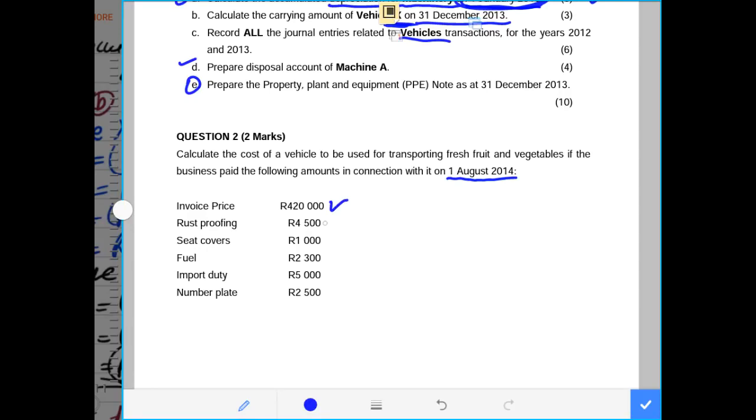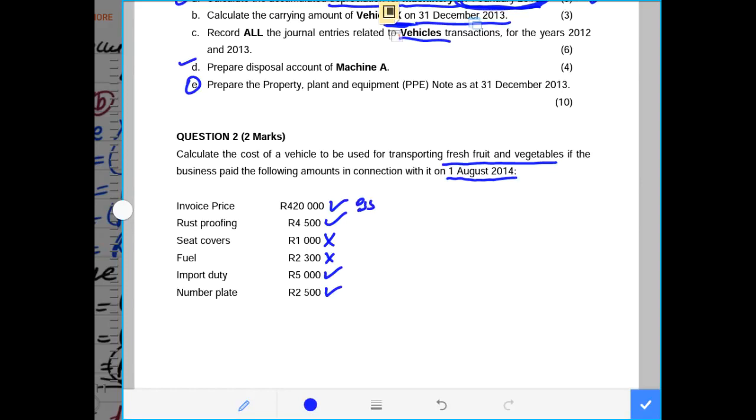The rust proofing, because we don't want our fruit and veg to have rust, so the cost of putting the roof will be capitalized. And seat covers are not important, so you will not include the seat covers. They don't change anything. The car will still be moving. It's not protecting the fruit and the veg, which is our main product. Fuel is just an expense. On a monthly basis, there will be fuel cost. Import duties of 5,000 will be taken into account because it is a cost that we incur to import the motor vehicle. The number plate will be a cost. A motor vehicle is not legally allowed to move without the number plate.